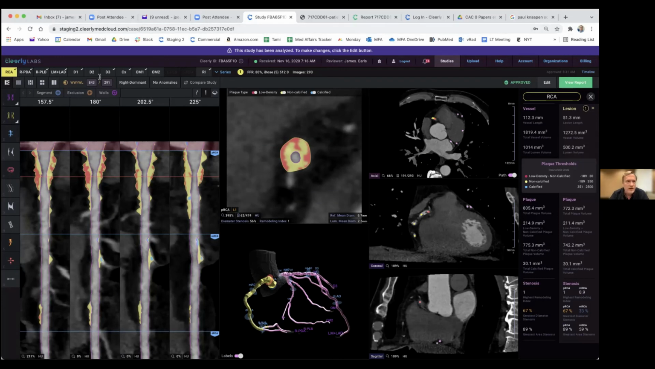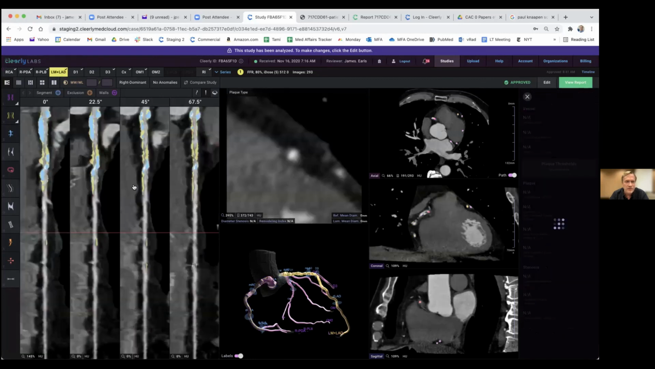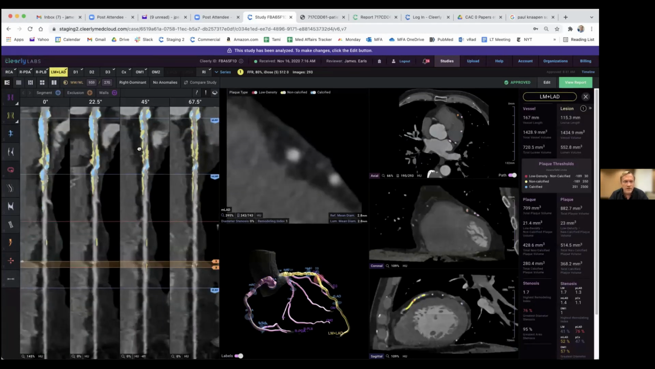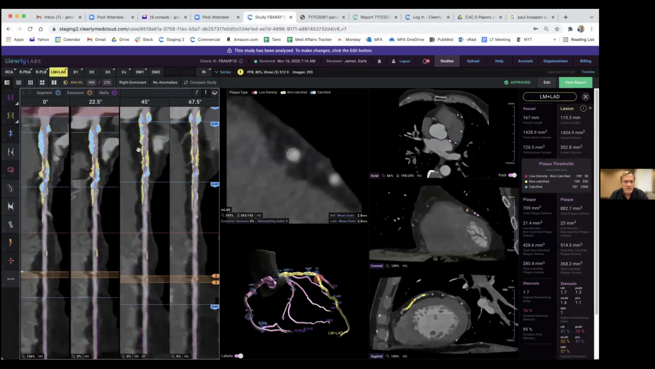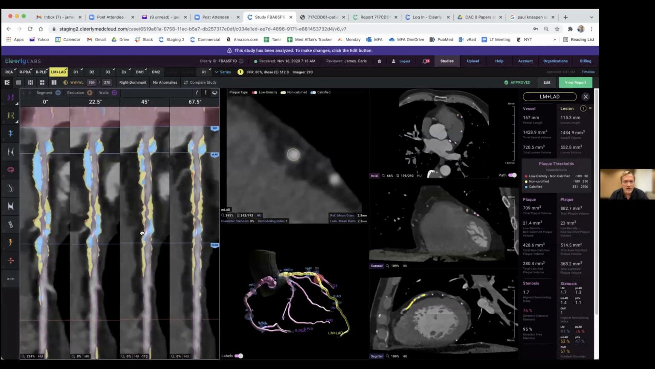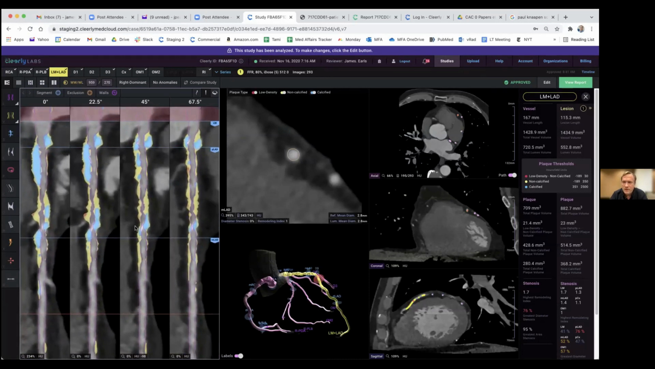And then he also has a left main LAD plaque, which is of interest here too. Really a very different phenotype. So in the same patient, we had that plaque in the RCA that was predominantly low density non-calcified plaque. But then when you come over here and look at the left main LAD, the patient has a plaque which is predominantly calcified plaque.